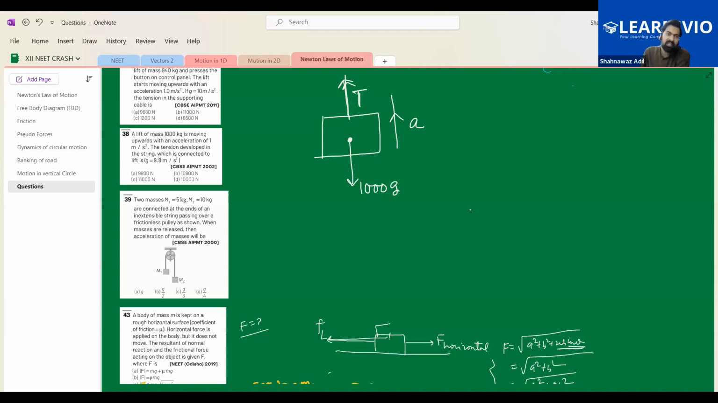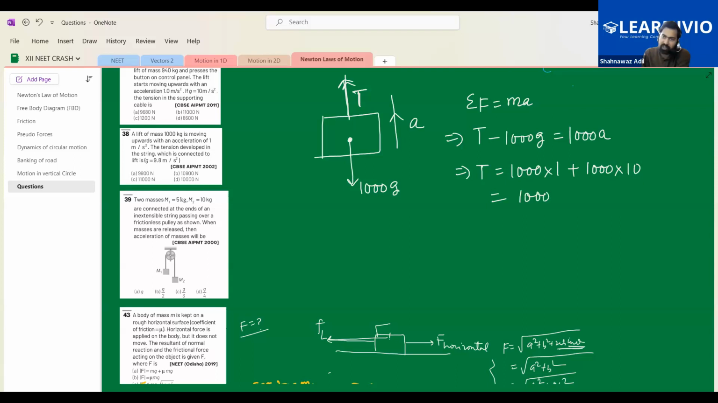If we write the free body diagram of this, because this has an acceleration, if we write Newton's second law, that would be how much? In this direction we have tension, and opposite to it we have weight. Mass is 1000. So the tension would be 1000 into a, which is 1, plus 1000 g, where g is 10. So this is 1000 plus 10,000, which would be 11,000 Newton. So this would be the tension. So 11,000 is the option.